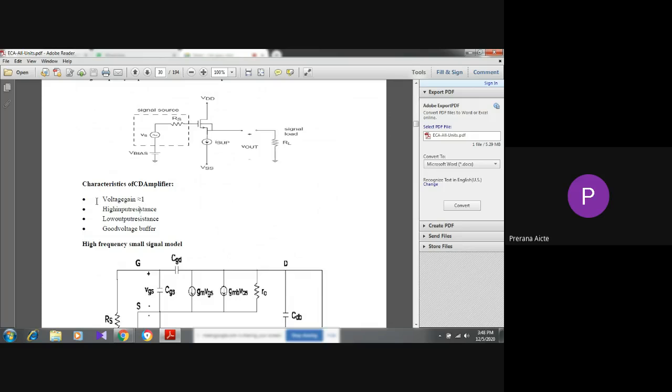And what are the other characteristics? Voltage gain 1, high input impedance, low output resistance, and it is used as a good voltage buffer.